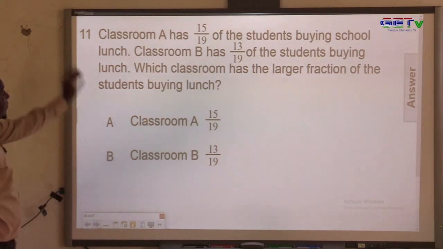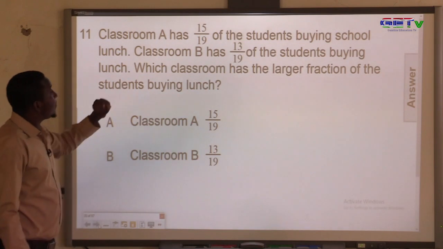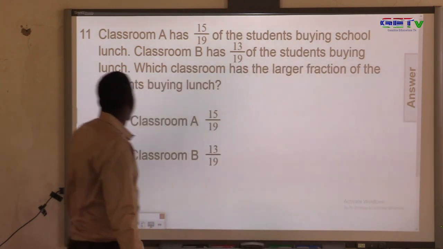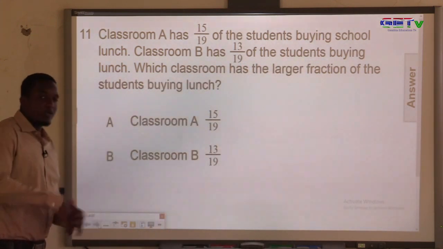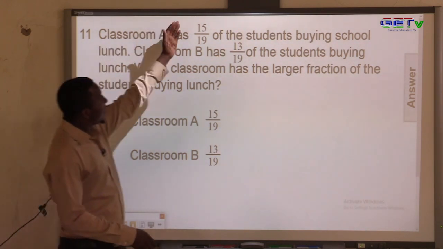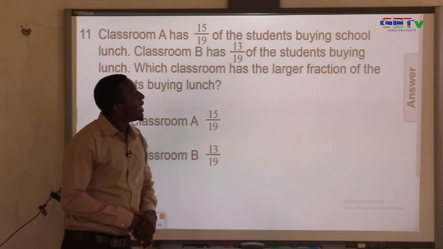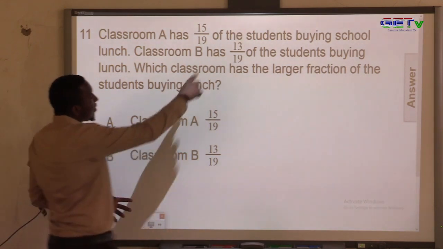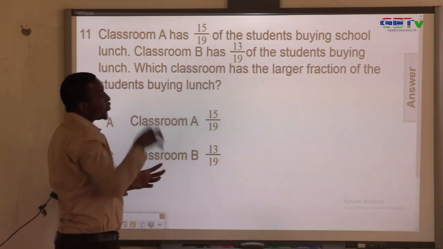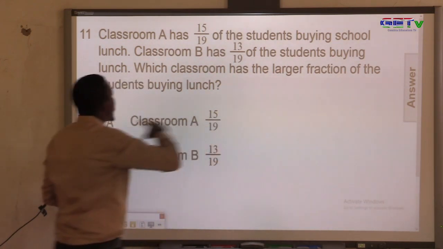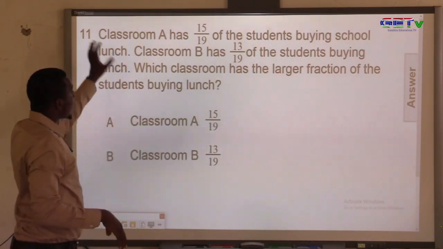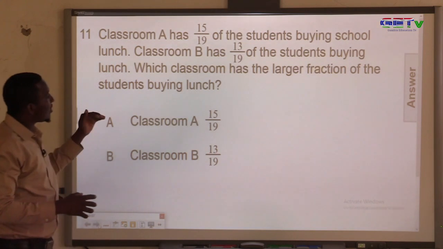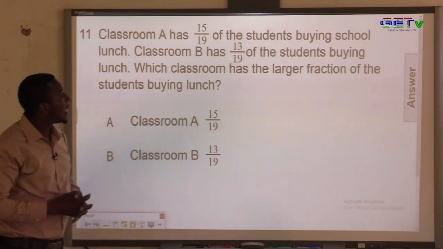In this problem, we have class A, that has 15 all over 19 of its students buying school lunch. Maybe at a certain school there is lunch sold there, and 15 out of the 19 students of the school are buying school lunch. Class B, another class in the same school, has 13 all over 19, that is 13 out of the 19 students buying lunch at school. So here we have two classes. The first class has 15 out of the 19 students buying lunch at school, and the second class has 13 out of the 19 students buying lunch at school.